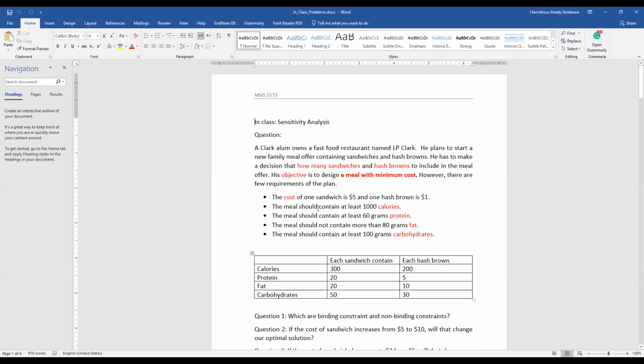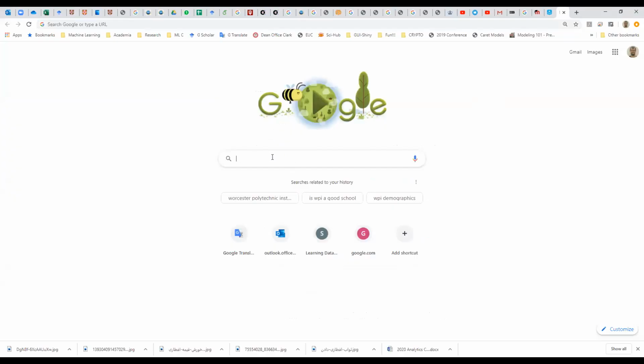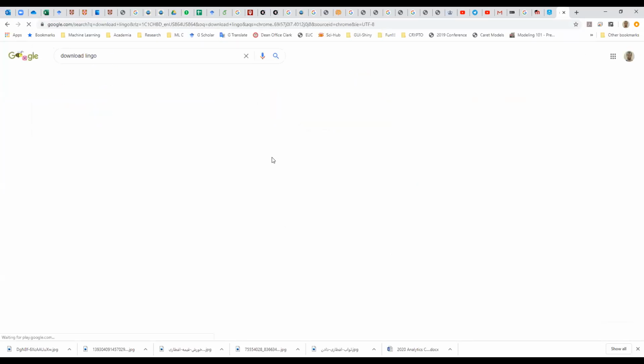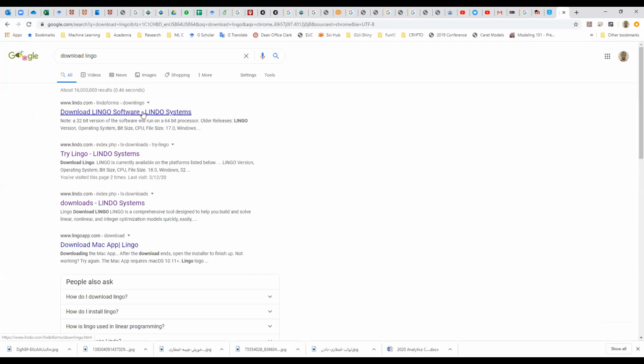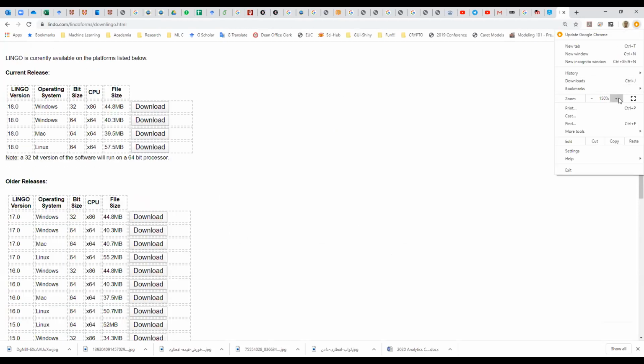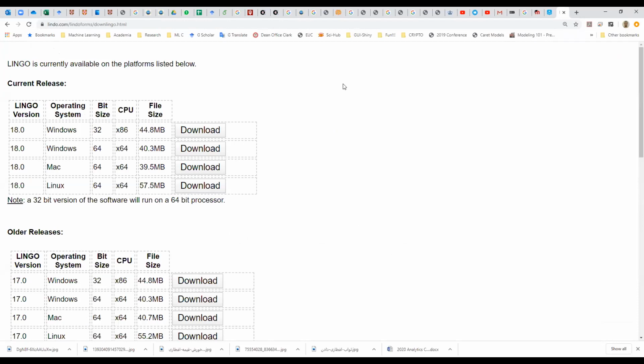Today we learn how to do it in Lingo. But before being able to run Lingo, you should download it. Lingo is basically a free operations research software that you can use for linear programming. Just Google download Lingo, and go to the first link. Based on your operating system, which for me is Windows 64, you can select one of those.